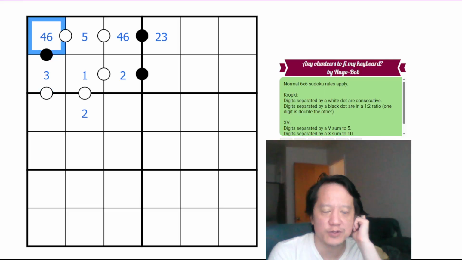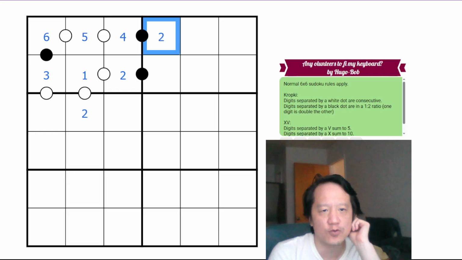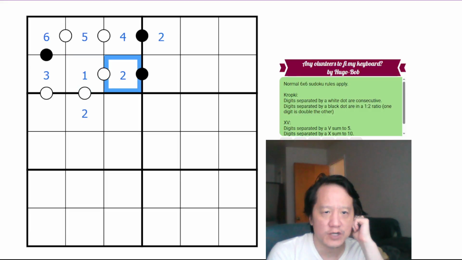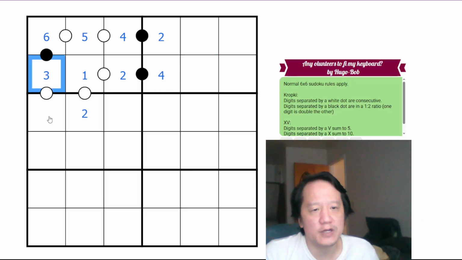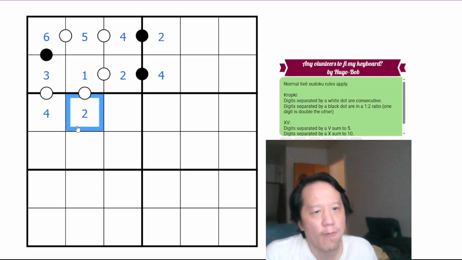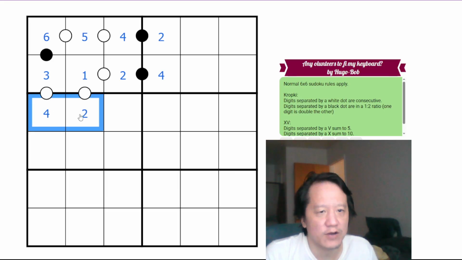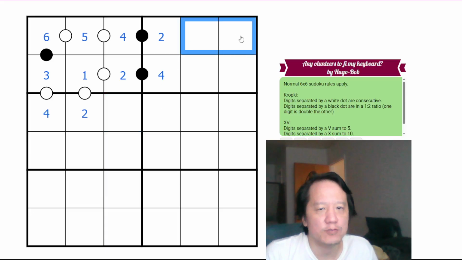That would force us to be 3, which would make that 6 to be in a 1 to 2 ratio. So that would have to be 4, which would make that 2 to have to be in a 1 to 2 ratio with 4. So we'd have 1, 2, 4 here. Now the same thing, 3 would be, again, can't be consecutive with 2, so it would have to be 4 here, because we already have a 2 in that region. So this would be a 1, 3 pair.